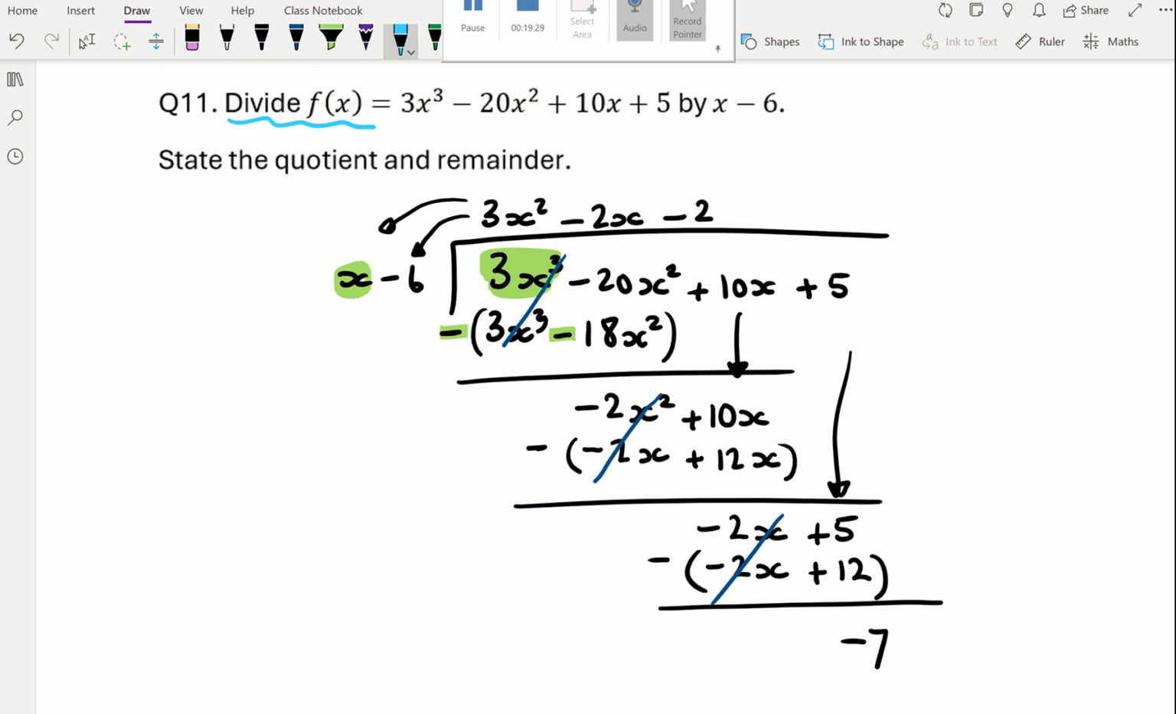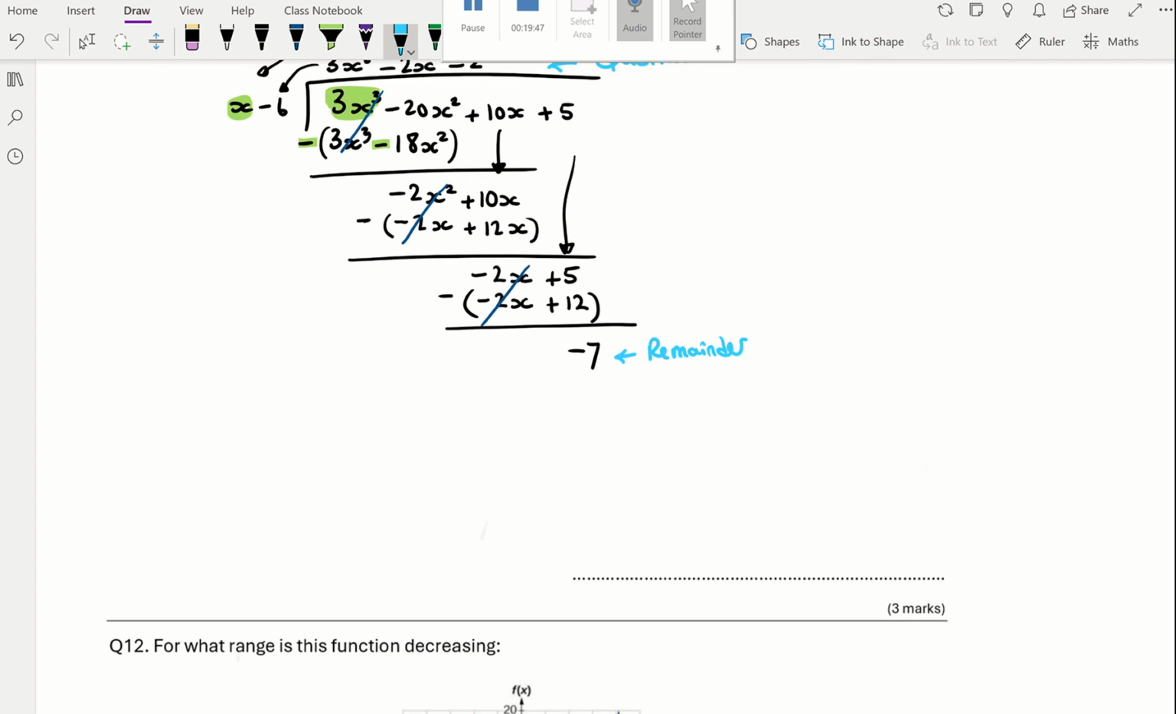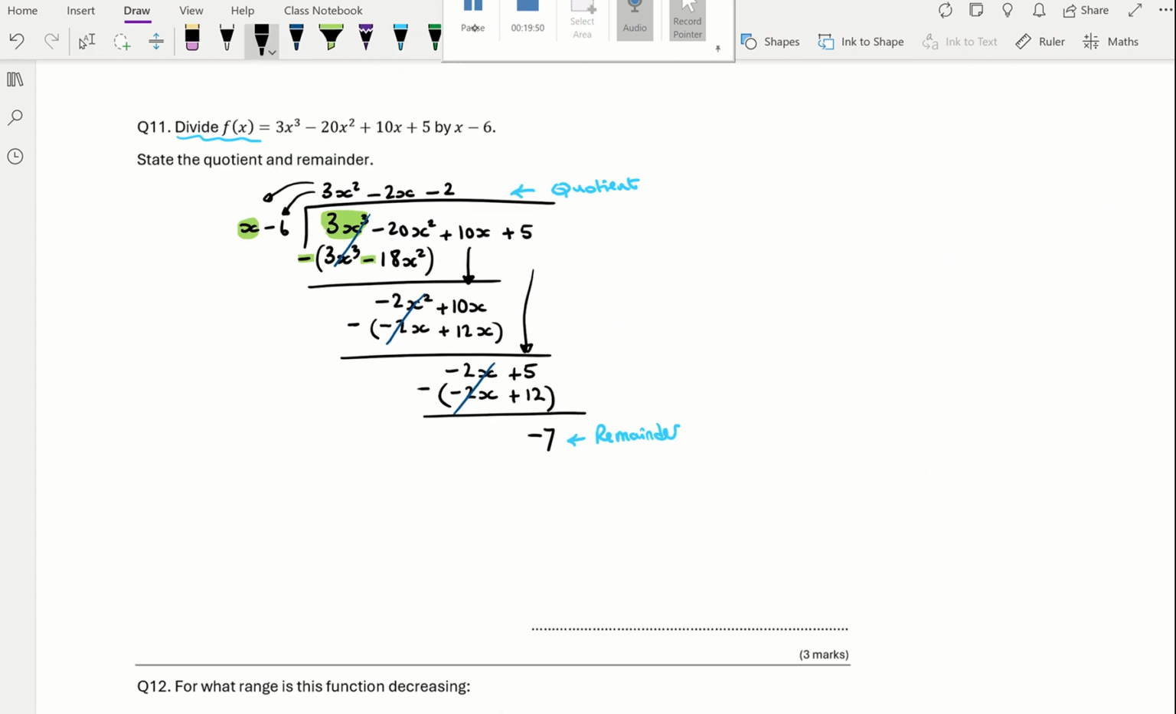So that is the quotient, and that is the remainder. So that's what you would put here. You would put quotient 3x squared minus 2x minus 2, remainder negative 7, or r equals negative 7.